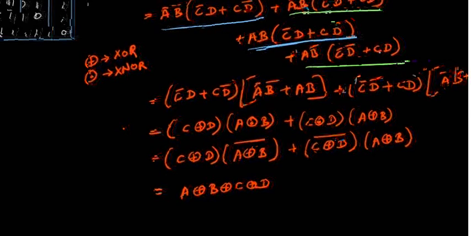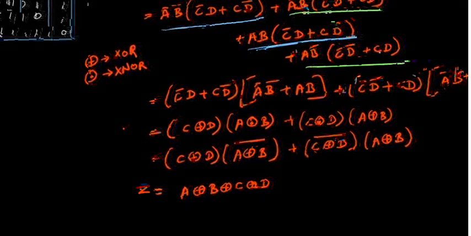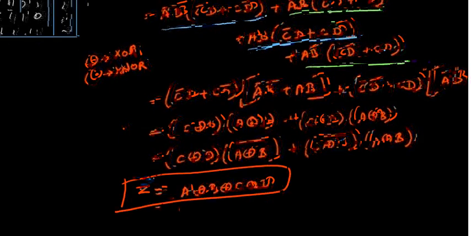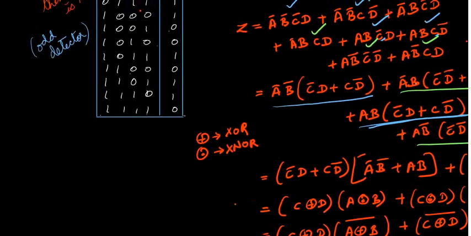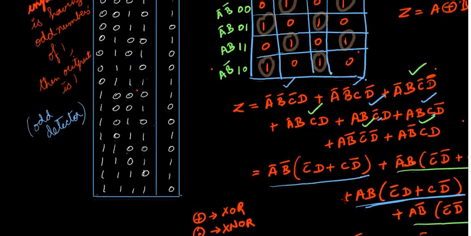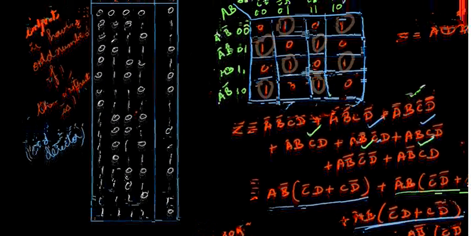So this is your Z. Okay, right, this detects odd numbers of 1 at the input. Clear? Okay, now we can go for another table.